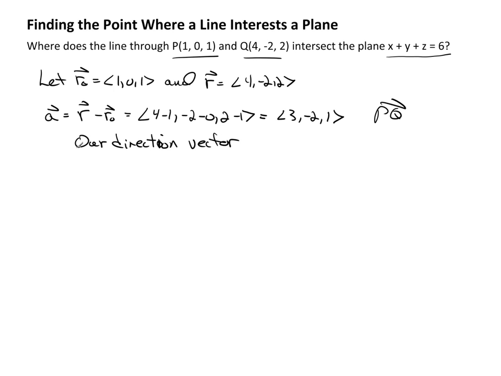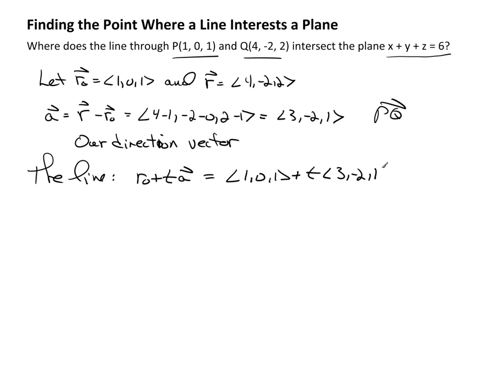So obviously what I'm doing first here is trying to figure out the equation of the line that passes through these points to begin with. Okay, so the line is then going to be R naught plus t times A. This is the vector equation of our line. And that's going to be 1, 0, 1 plus t times 3, negative 2, 1.